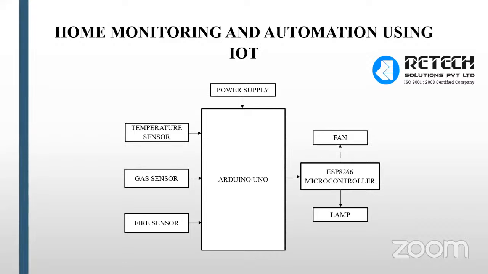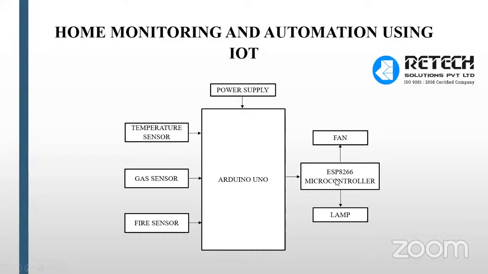I am reading data like temperature sensor, gas sensor, and fire sensor. The temperature sensor and gas sensor are analog sensors, and this data will change with time. But fire is a digital sensor that detects whether the fire is detected or not. This data is read by the Arduino microcontroller, and then it is given to the ESP8266 microcontroller.